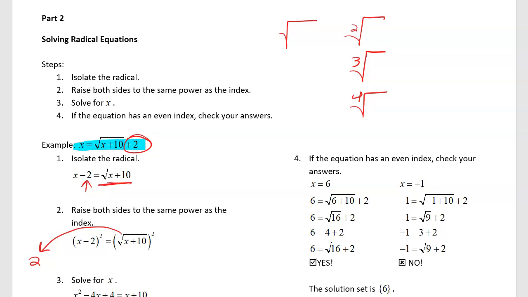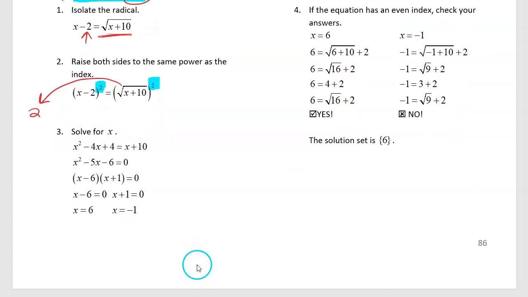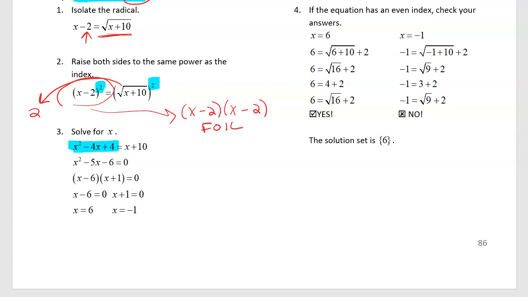And so you can see here where they have raised both sides to the second power, or they have squared both sides. Then you have to carefully work through your algebra. A lot of students make a mistake here. You've got to remember that when you have a binomial squared, that's a binomial times itself, and you need to use your FOIL process to multiply this out. Then you will get this outcome. And on the right side, this square cancels the square root out, and you are just left with the x plus 10.